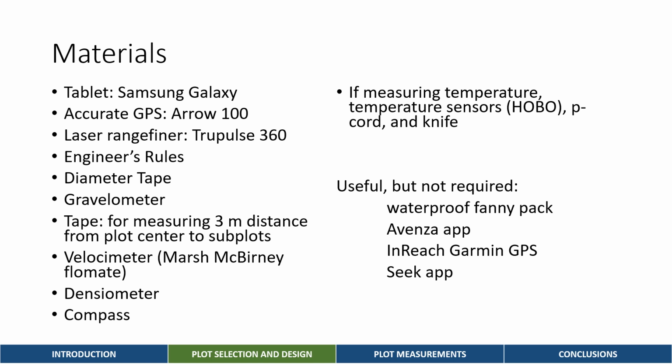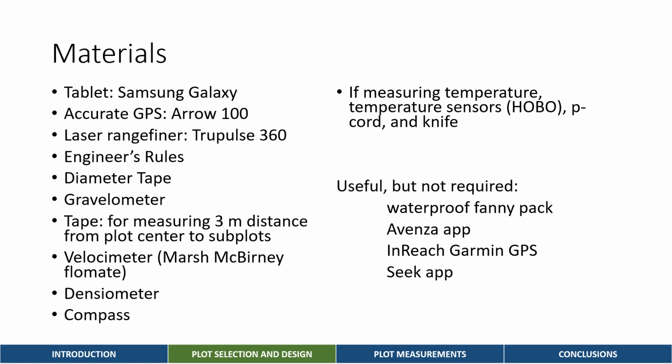This is a list of materials that we used to collect data at the geomorphic field plots at the South Fork McKenzie site. We recorded all of our data with a Samsung Galaxy tablet that was paired with an Arrow 100 GNSS receiver. We got about 3 centimeters accuracy at each plot, and those are very helpful for recording the plot center, especially if you're following up with a photo plot study.